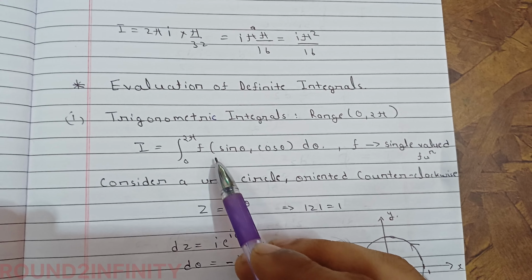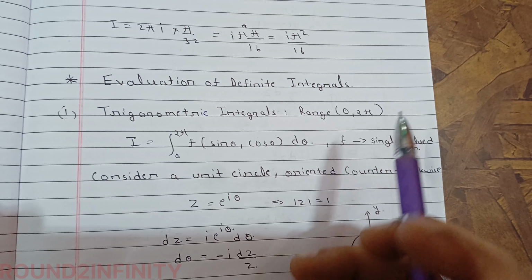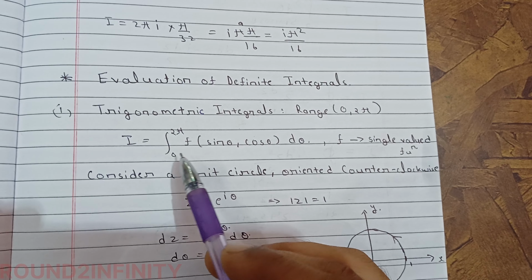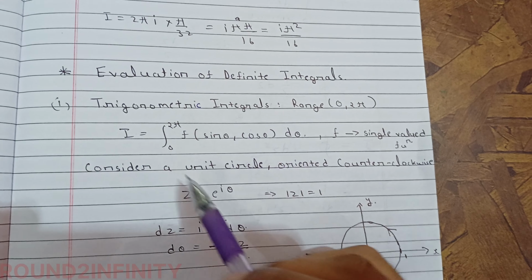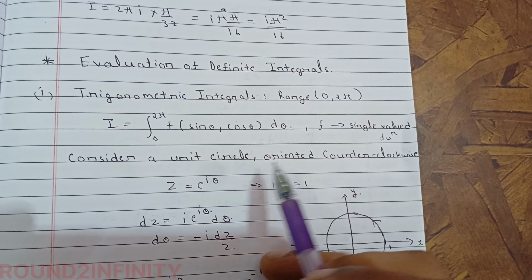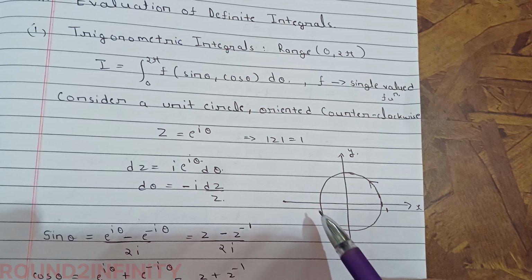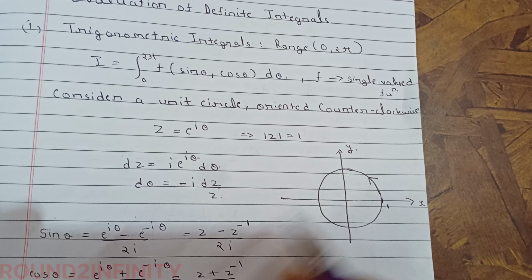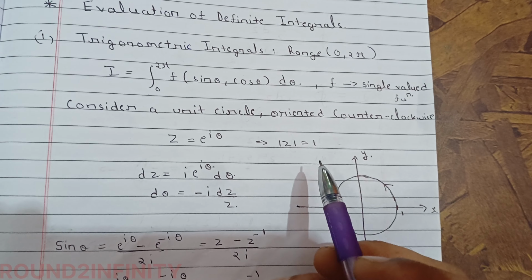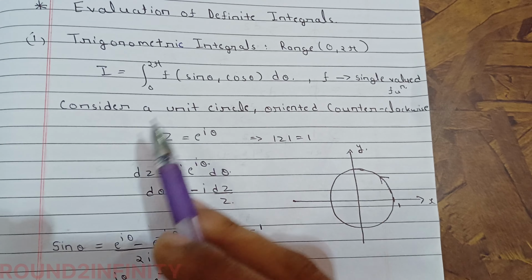See, this f function will be a single valued function. If it is 0 to 2 pi, then the sine function and cos function will be single valued functions, and d theta. Now it is 0 to 2 pi, so you can consider a unit circle because that will also give you theta from 0 to 2 pi. So consider a unit circle oriented counterclockwise. This circle is in the complex plane, and z equals exponential i theta. So mod z will be 1, because it is a unit circle. These are the conditions you will use.